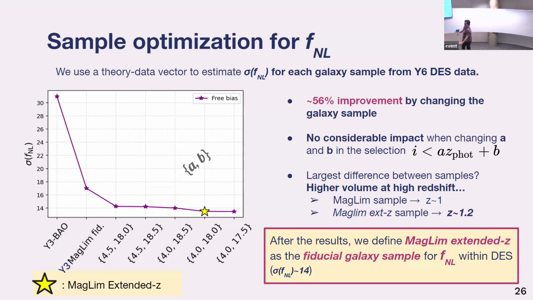Okay. So something interesting that we see here is this big jump in the constraint from one part to the other, which we found to be a 56% improvement just by changing the galaxy sample. Also, there are some different properties here. So in here, we're using Y6 instead of Y3, so we have more galaxies.